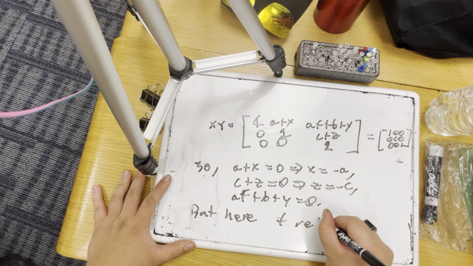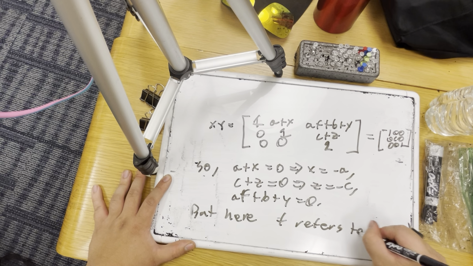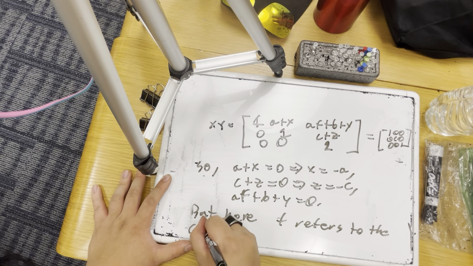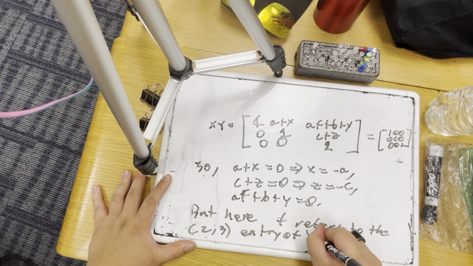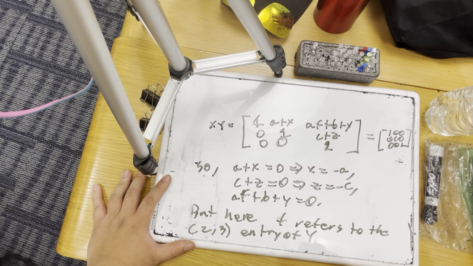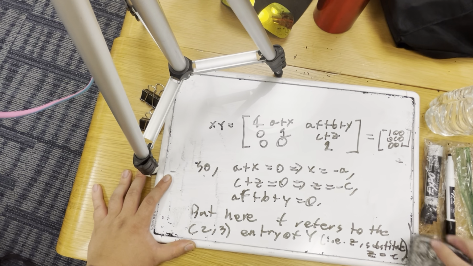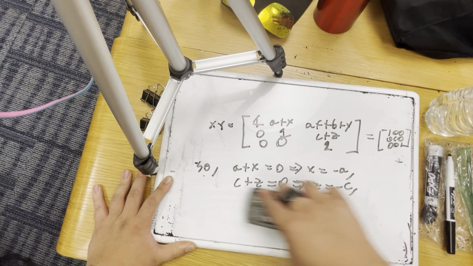But here, f refers to the second row, third column entry of y, which is to say that it is z. So we'll have to substitute z with negative c. Okay? So let me just clear the board again and then move on to that.